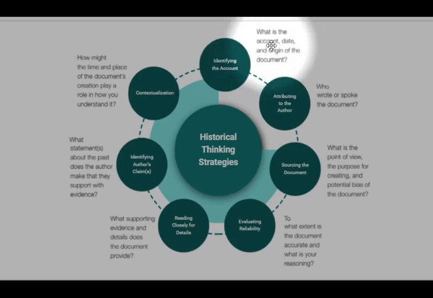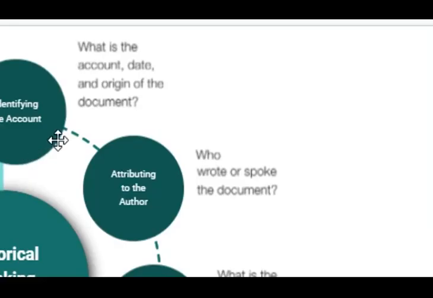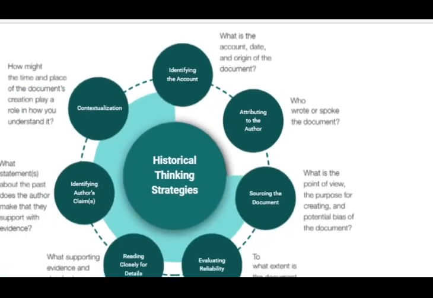Sorry that this cursor is in the middle. I just want to have the highlight on it. Account date and origin of the document. What basic information do we have about this source? Account date, origin of the document. And again, this is a layer that you're probably going to always have. As with the next one, attributing to the author. To attribute is to give credit. Who wrote or spoke the document or the source?